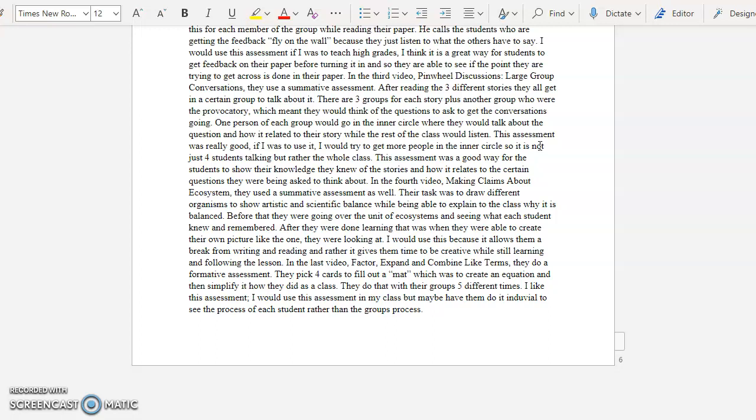And I really like this because it gives them a break from just writing or reading. It lets them draw and then later on explain it with words how they think their little picture is balanced or if it's not.